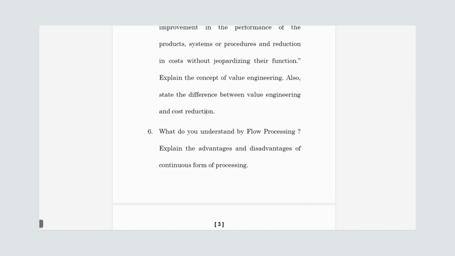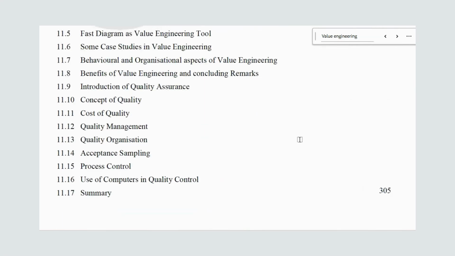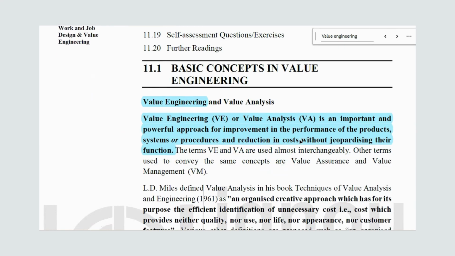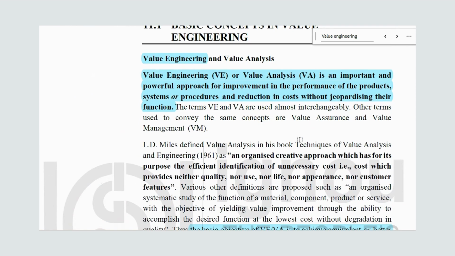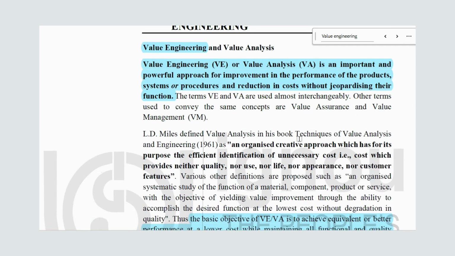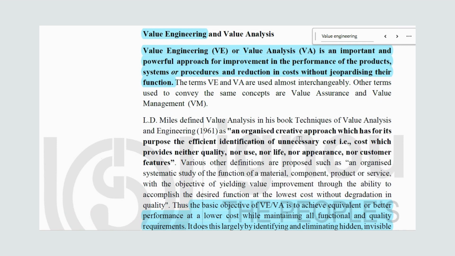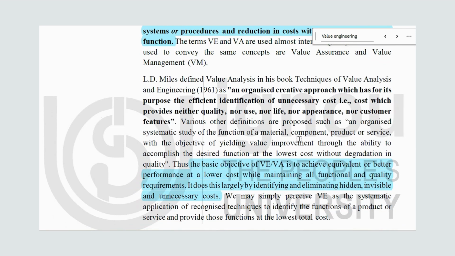So let's see in our text, quality assurance. In this unit, we can see the concept of value engineering. Here it is given in the text. What is value engineering? It is an important and powerful approach for improving the performance of products or systems or procedures, and making reduction in cost without jeopardizing the function. So the basic objective of value engineering is to achieve equivalent or better performance at a lower cost while maintaining all the functional and quality requirements.